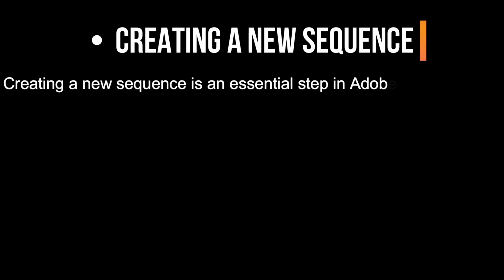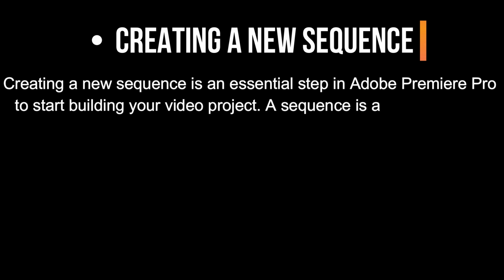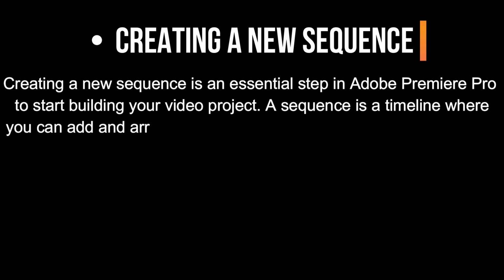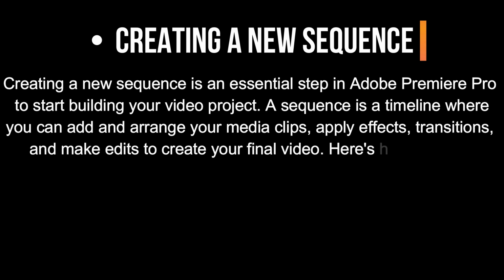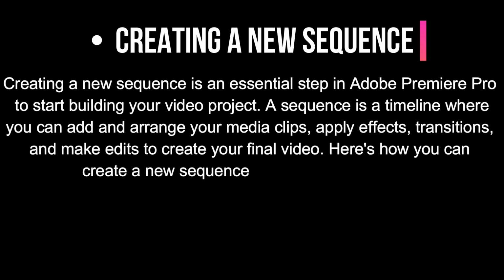Creating a new sequence. Creating a new sequence is an essential step in Adobe Premiere Pro to start building your video project. A sequence is a timeline where you can add and arrange your media clips, apply effects, transitions, and make edits to create your final video. Here's how you can create a new sequence in Adobe Premiere Pro. 1. Open Premiere Pro. Launch Adobe Premiere Pro on your computer.